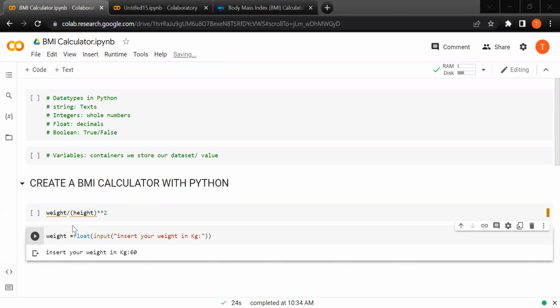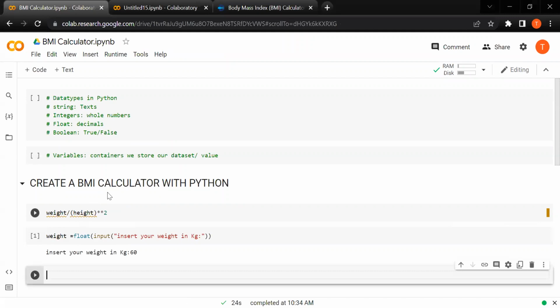Use your chat. Okay, so now we have created the first variable, weight. Now we need to create the second variable. The second variable here is height. Let's create height.